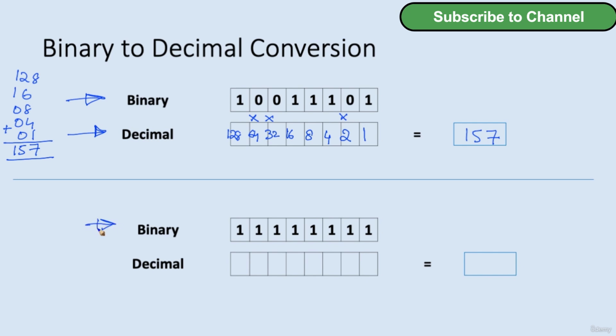Next binary value is 8 ones. So we start from 1, the double of 1 is 2, and then double of 2 is 4, double of 4 is 8 and then 16, 32, 64 and 128. If we add all of them, that is 128 and then 64, 32, 16, 8, 4, 2 and 1, it is altogether 255. So 8 binary ones will convert into the decimal value 255.